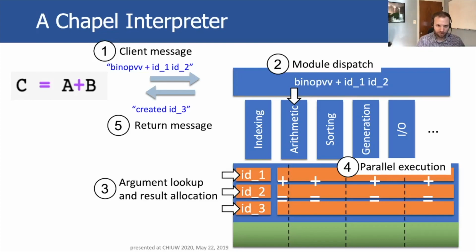On the Chapel server side, we'll be doing a parallel execution to add those two arrays, and then there will be a return message that ID3 has been created so that the client side knows to store ID3 as the representation for C.